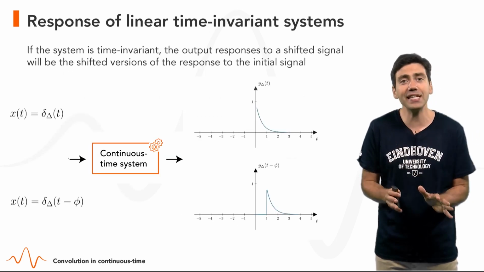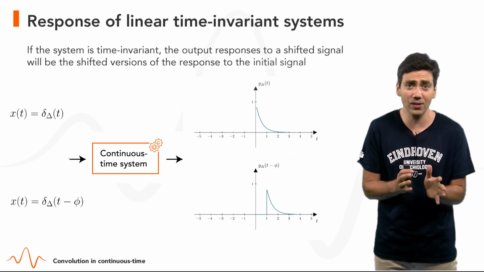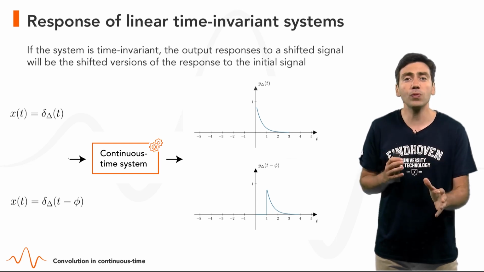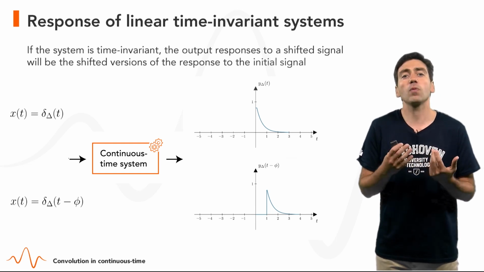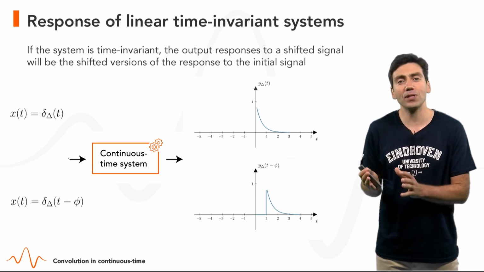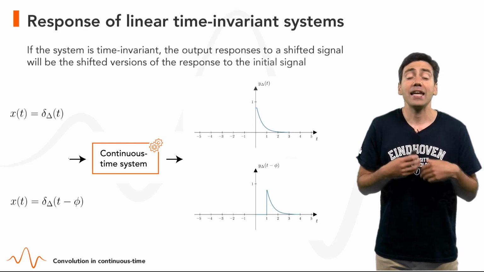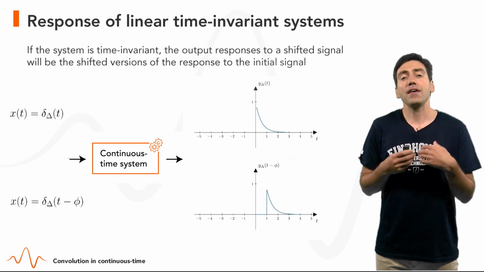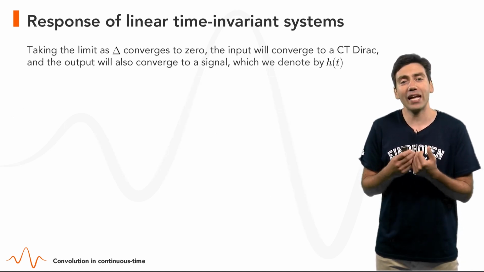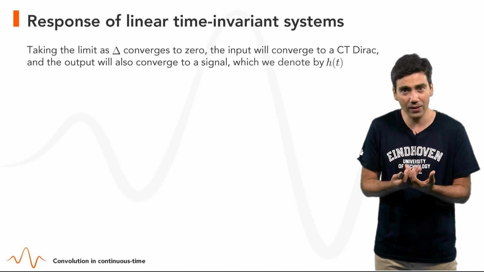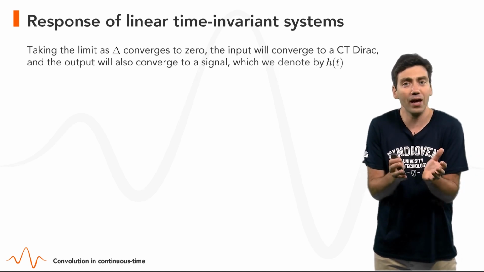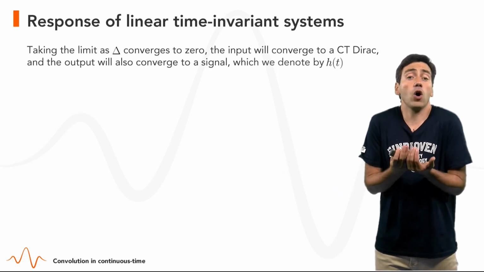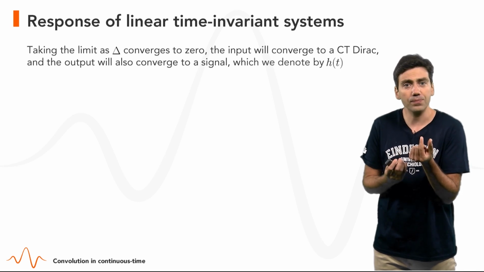Now, we follow the same reasoning as we did in discrete time. For discrete time signals, we know that if the system is linear time invariant, the output responses to a shifted signal will be the shifted versions of the responses to the initial signals. Nothing new so far, but now there is a subtle thing I'd like to ask your attention for. If we take the response of the system to a rectangular function with capital Delta, so those rectangular functions that define a Dirac, we get something at the output. But this output will be different depending on the width capital Delta.